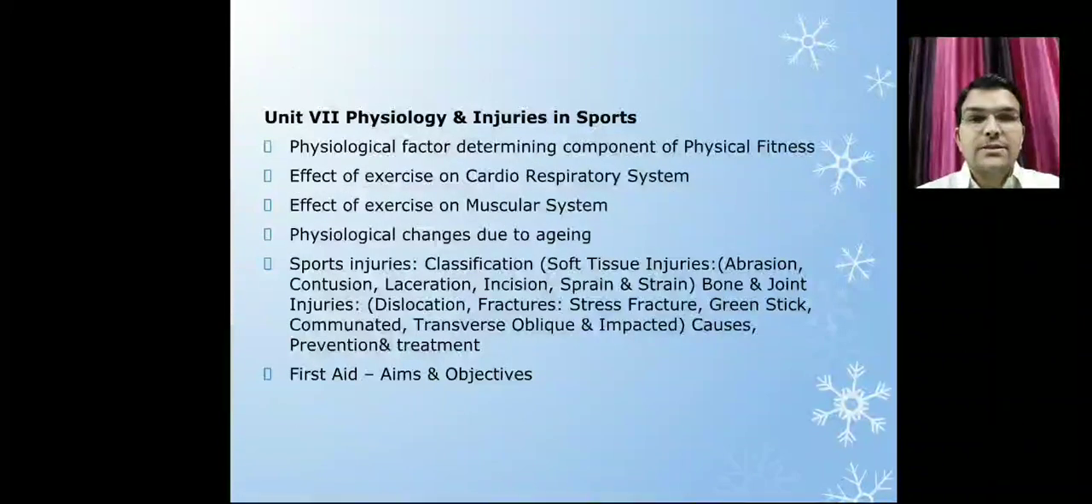Next unit is physiology and injuries in sports. It's the 7th unit in the syllabus. In this particular unit, we are going to discuss the physiological factors determining components of fitness, effects of exercises on the cardiorespiratory system and on the muscular system, physiological changes due to aging, how aging takes place, and then sports injuries, its classification and types. The last topic will be first aid, its aims and objectives.